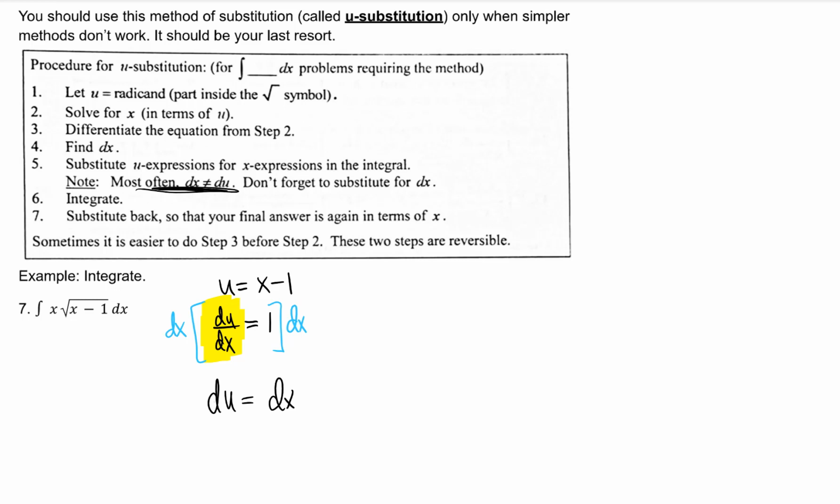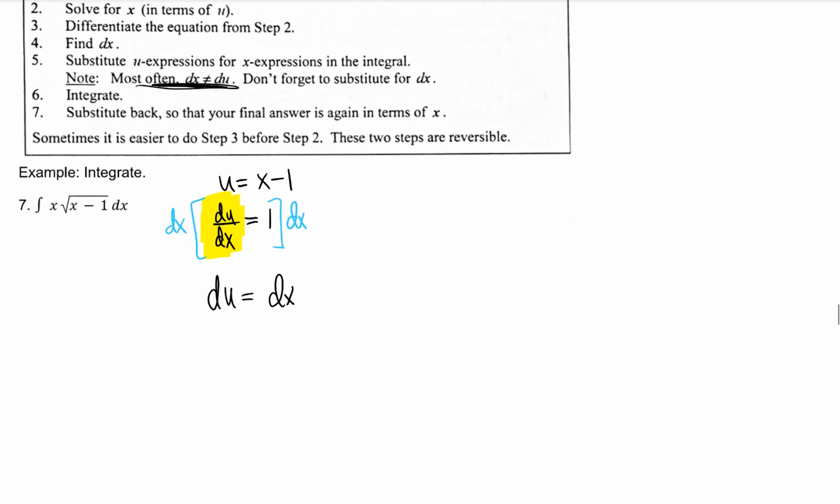Again, they said most often it doesn't equal, but it does for us. So du is equal to dx in this case. Then they said to solve for x in terms of u. So if I took this equation, x is equal to u plus 1. It looks like I did steps 3 and 4 before step 2, but that's all right.